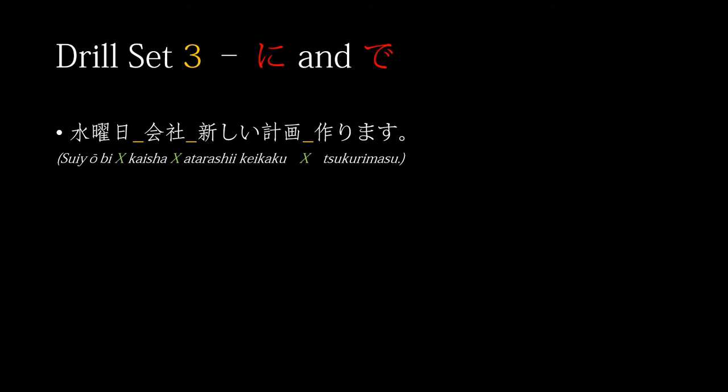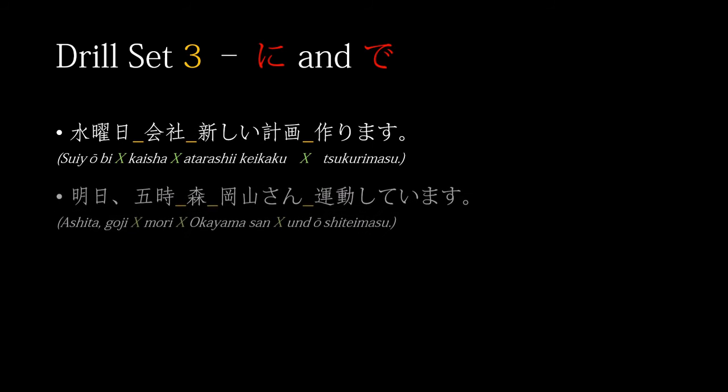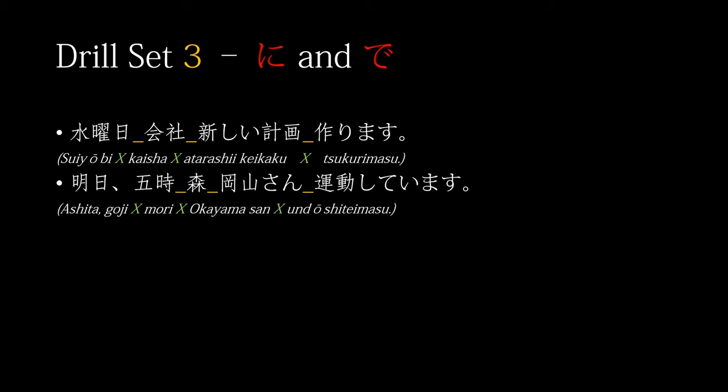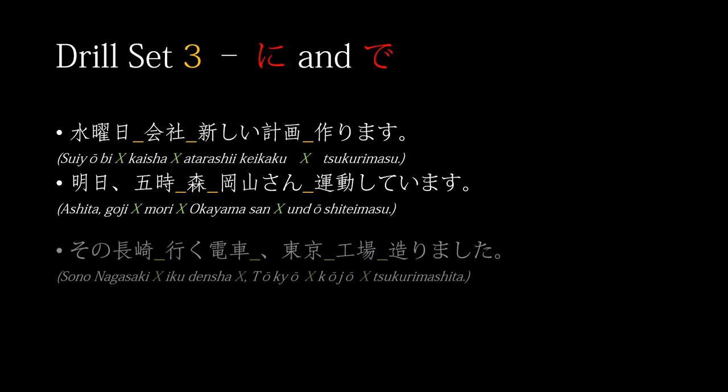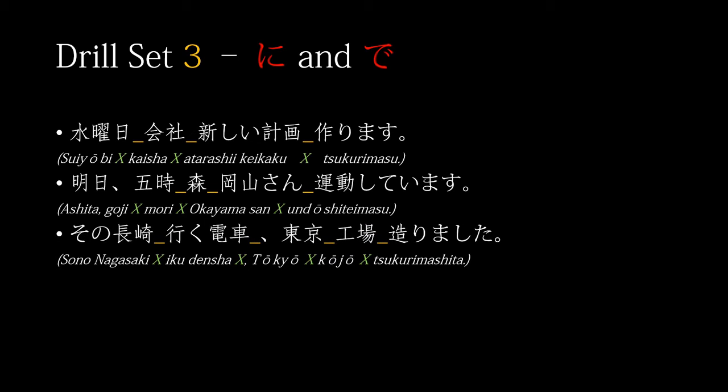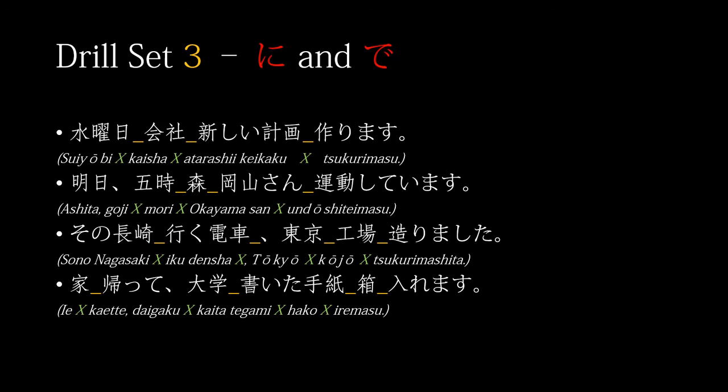Suyobi empty, kaisha empty, atarashii keikaku empty, tsukurimasu. So your first task is to fill out the blank spaces here and then to translate them. Ashita, goji, empty, mori, empty, Okayama-san, empty, undo shite imasu. Our third sentence. Sono Nagasaki, empty, iku densha, empty, Tokyo, empty, kojo, empty, tsukurimashita. And the fourth, ie, empty, kaete, daigaku, empty, kaita tegami, empty, hako, empty, iremasu.